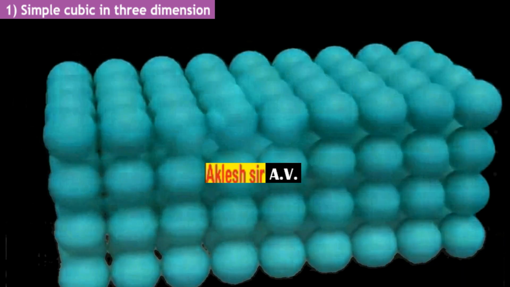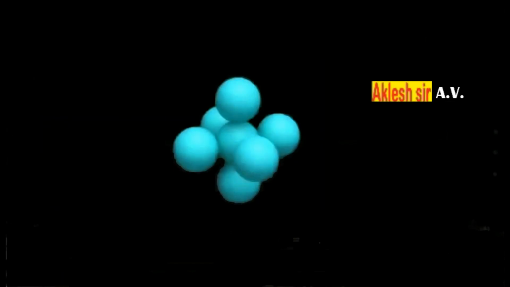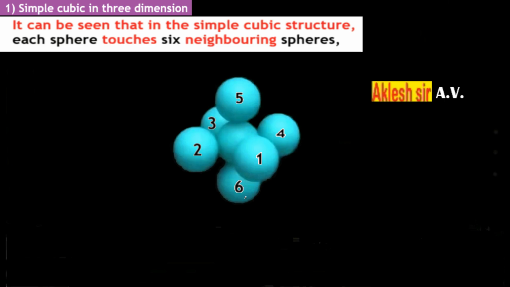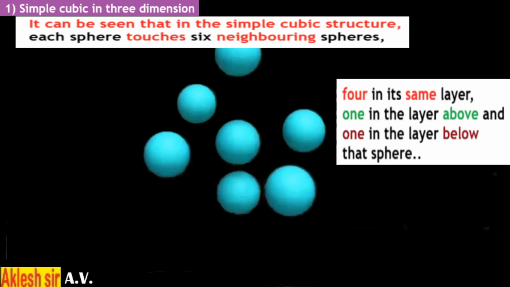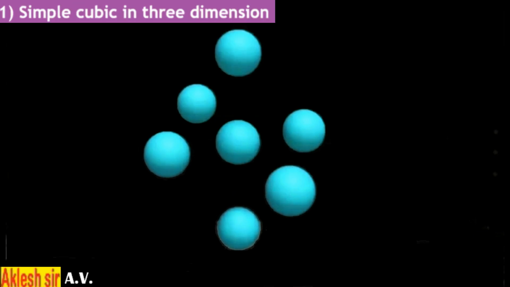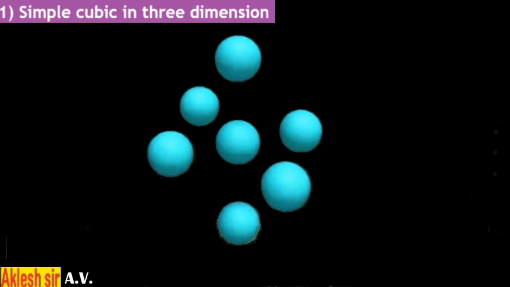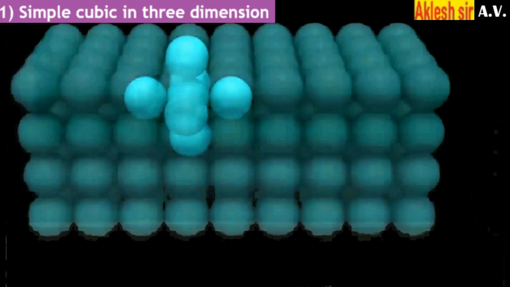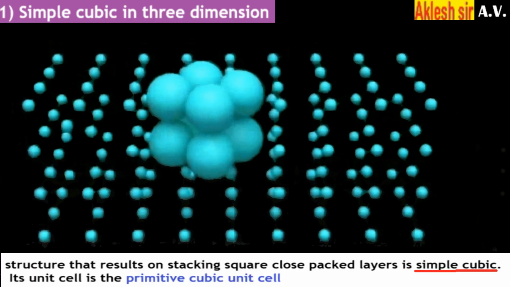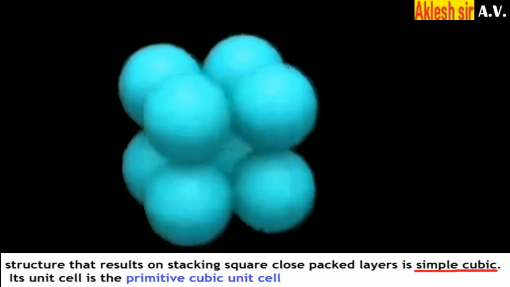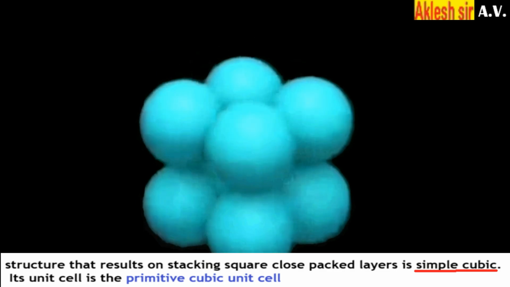It can be seen that in the simple cubic structure, each sphere touches 6 neighboring spheres, 4 in its same layer, 1 in the layer above and 1 in the layer below that sphere. Hence, the coordination number of each sphere is 6. The structure that results on stacking square close-packed layers is simple cubic. Its unit cell is the primitive cubic unit cell.